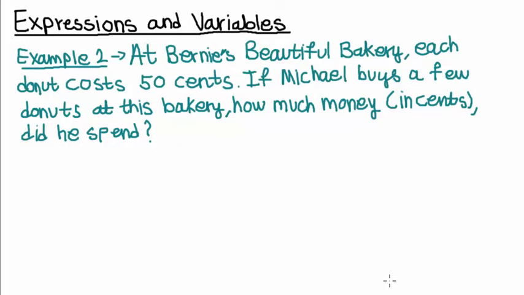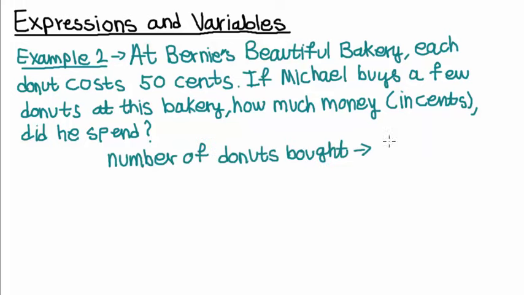If Michael buys a few donuts at this bakery, how much money in cents did he spend? So, in this case, the first thing that we need to do is identify how many unknowns we have. The first unknown is that we don't know how many donuts Michael bought. This is because we only know that Michael buys a few donuts at this bakery.